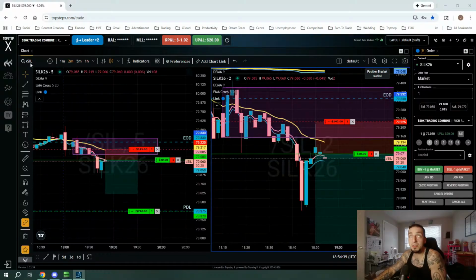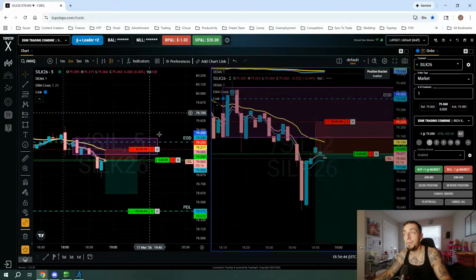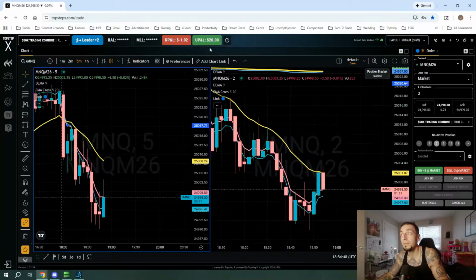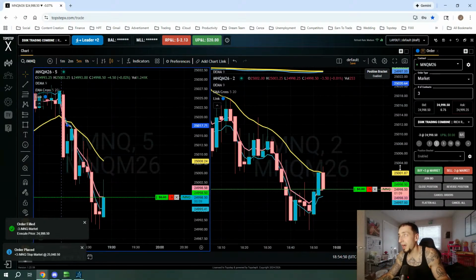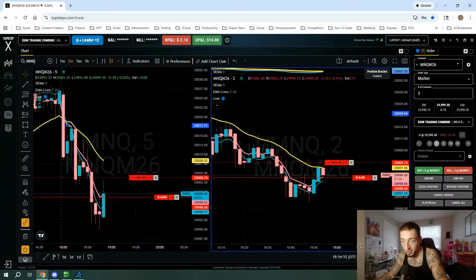NQ with a very nice push off the 2-minute 20. MNQ. Am I wrong? If I take a stab here, I don't see why not. I could throw 3 on it. It's not going to cost that. It's only going to cost $31.